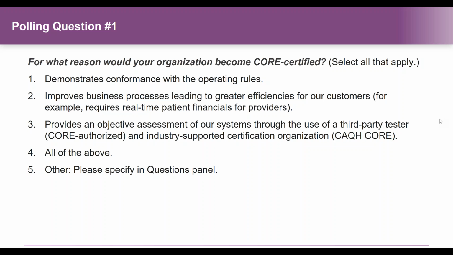First option is demonstrate conformance with the operating rules. Second option is improved business processes leading to greater efficiencies for our customers, such as requiring real-time patient financials for providers. The third option is provides an objective assessment of our systems through the use of a third-party tester, CORE-authorized, and an industry-supported certification organization, CAQH CORE. The fourth option is all of the above, and the fifth option is other. And if you can put in the questions panel what that other might be, we would greatly appreciate it.